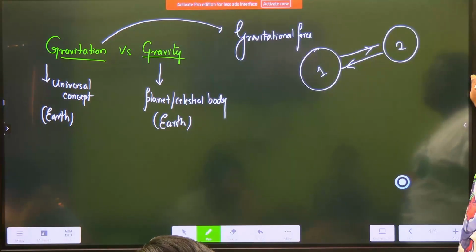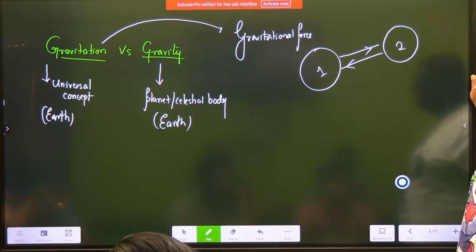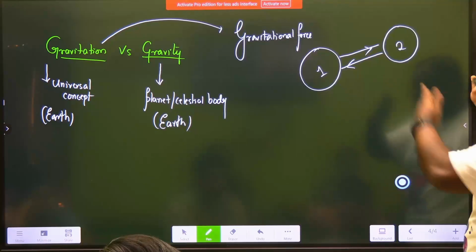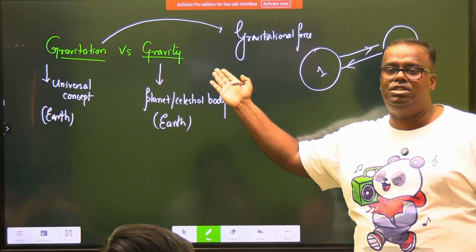So the question now arises, sir, are you attracting me right now? Yes. Am I attracting you right now? Yes. Then sir, why do we not see any change? Why am I not moving towards you, or why am I not getting repelled? Gravitational force is always an attractive force. Now apply your knowledge. You studied this earlier, what did you study? Gravitational force is always attractive.